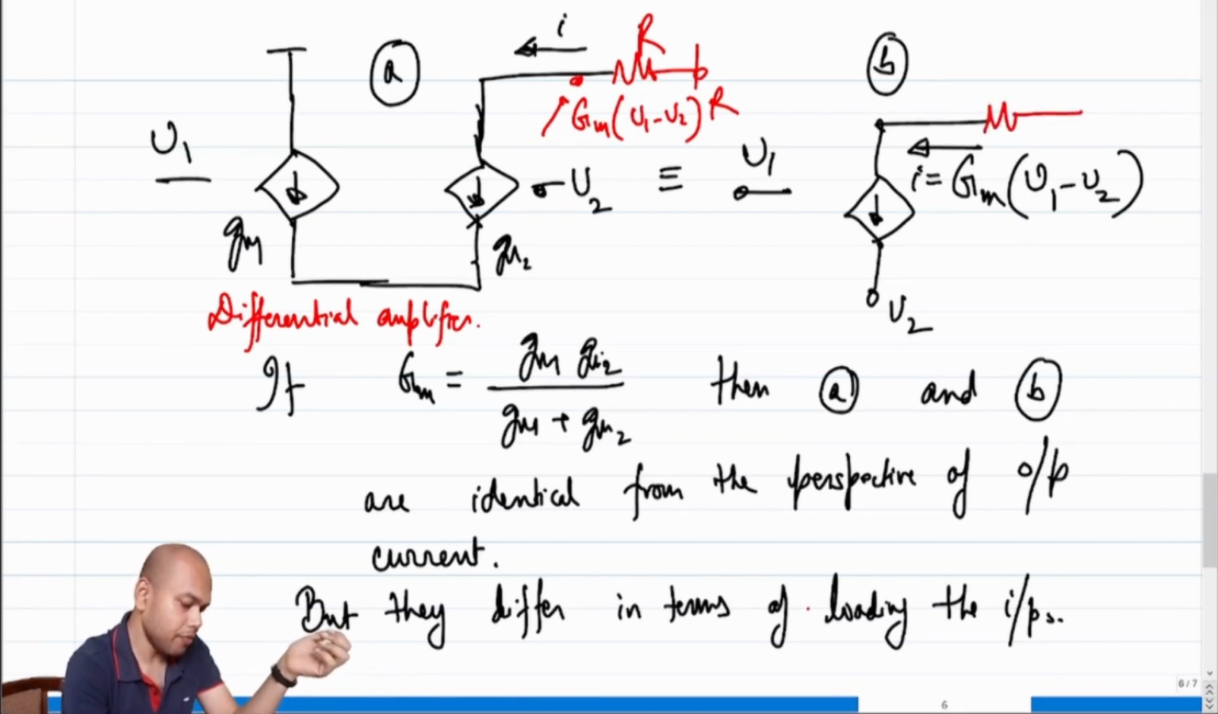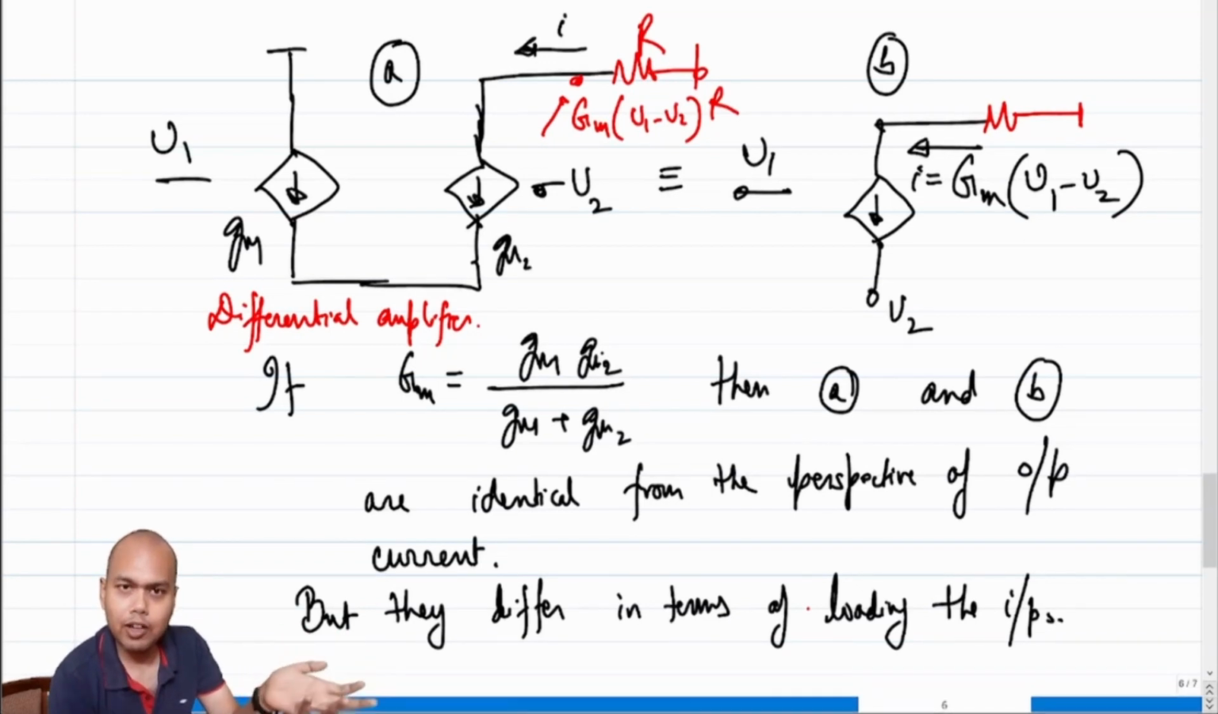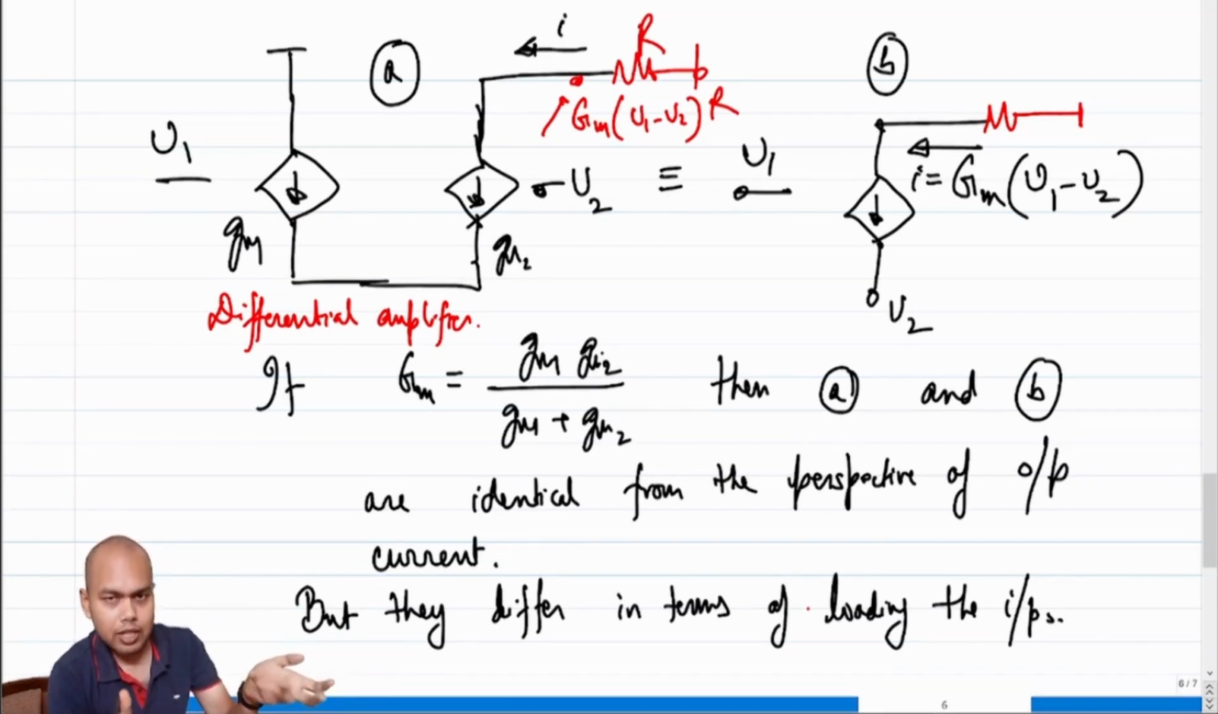The same would have been true for a common source amplifier. One might argue that a common source amplifier is also a differential amplifier, because it senses the difference between the gate and the source voltages and produces a current proportional to that difference. However, what is the key difference? The key difference is that the source terminal will load one of the inputs.